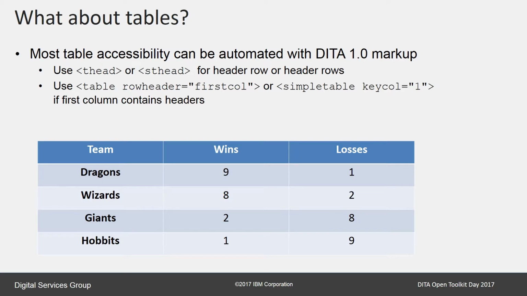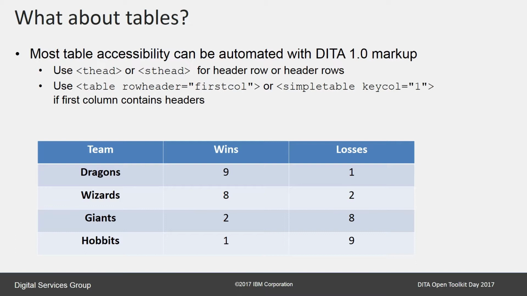Tables and accessibility. Most tables can be automated with full accessibility with DITA 1.0. I want to be clear on that because there was a lot said about DITA 1.3 adding table accessibility, and a lot of people interpreted that to mean you couldn't do it before, which is wrong. It's wrong. For nearly every table, most of the common tables, all the tables that I've needed to support within IBM and all of our documentation could be supported with 1.0 level markup.